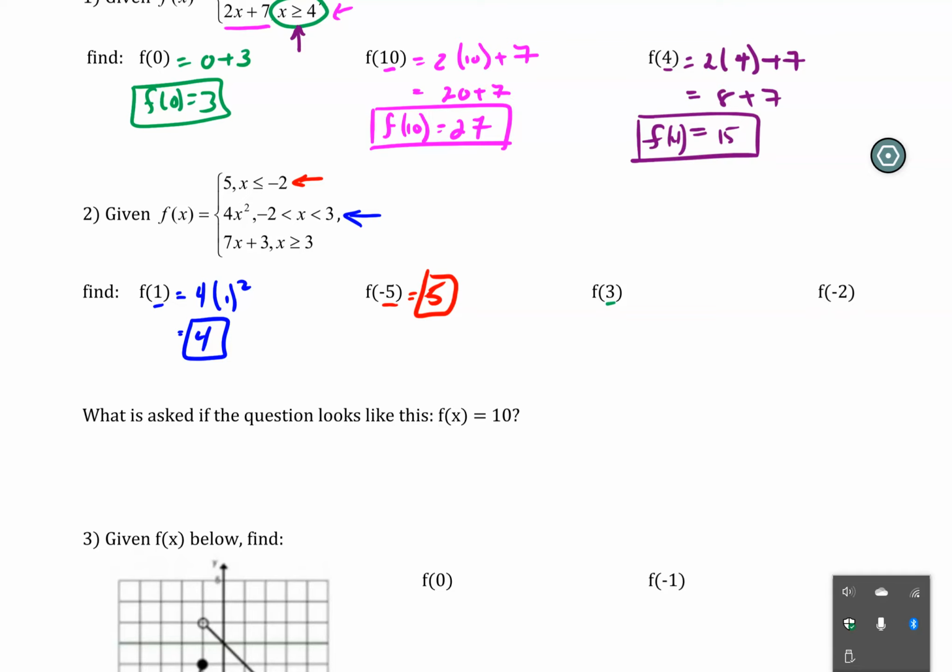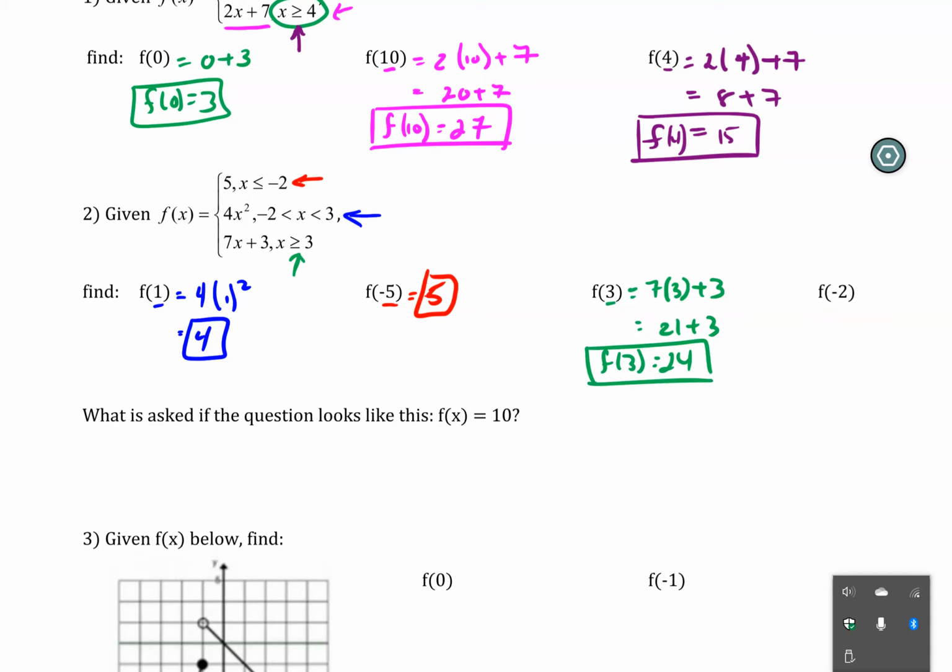Again, be careful. At first glance, your eye might jump to here because you see 3 is part of your restricted domain, but it's not included. It's just less than. You have to go down here. It's greater than or equal to 3. So I'm going to utilize that bottom function, the 7x plus 3. So we're going to plug in 3 for the x. So that's 21 plus 3. So f of 3 is 24.